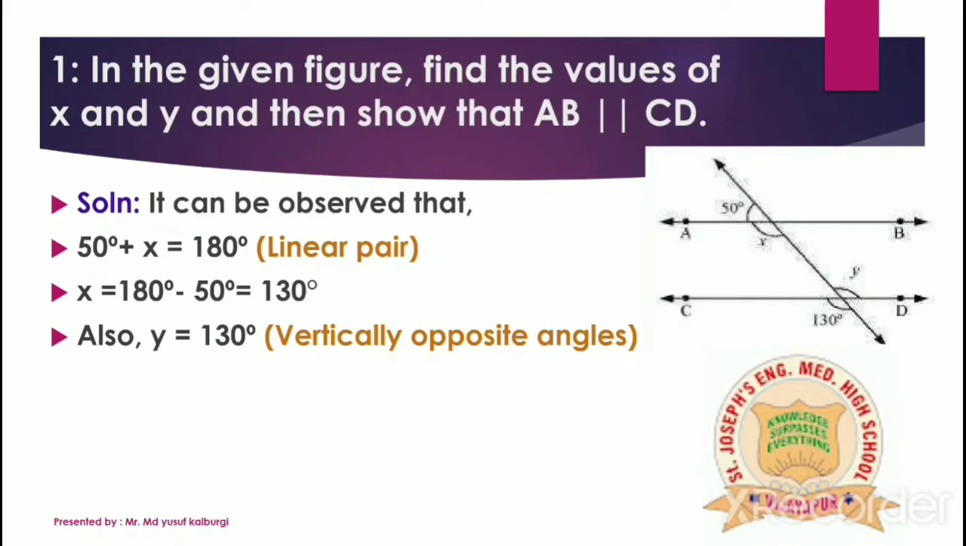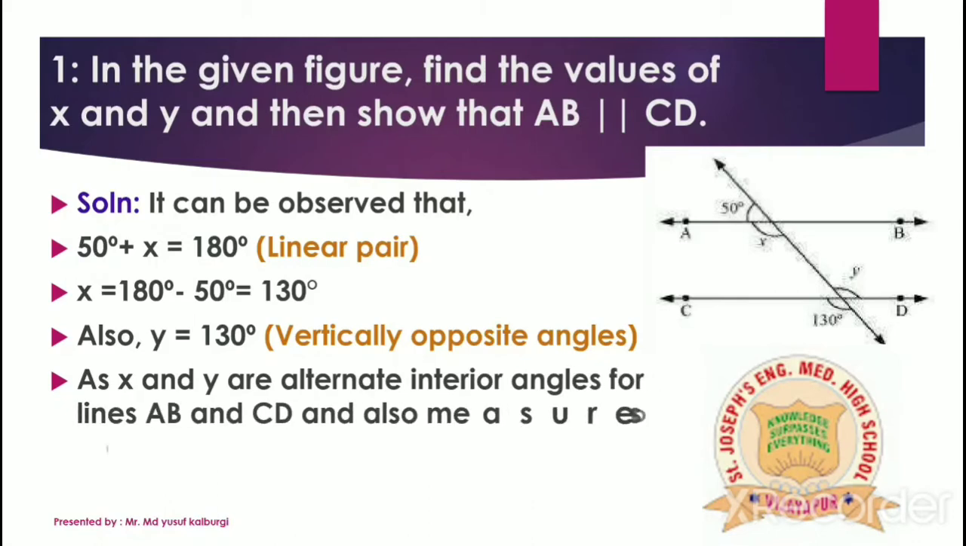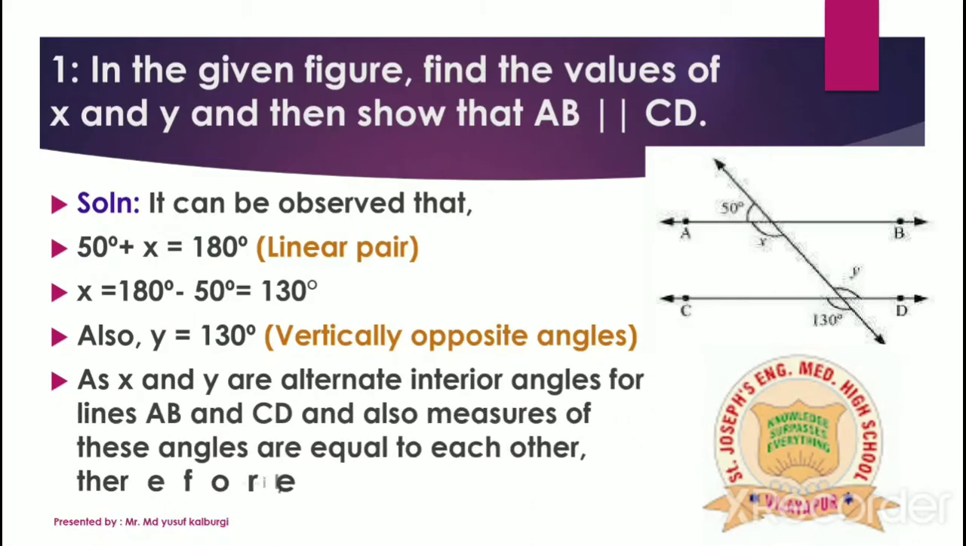Now just observe, x is equal to 130 degrees and y is also 130 degrees. So let us write, we have got x and y, they are equal to 130 degrees. That means their alternate angles are equal. Alternate interior angles are equal. So can we write that x and y are alternate interior angles for AB and CD, and the measures of both the angles are equal to each other.